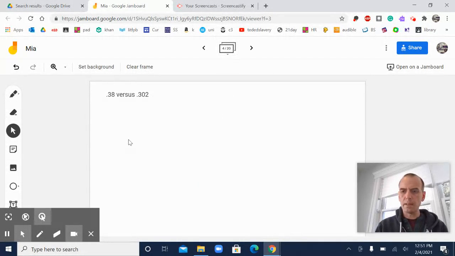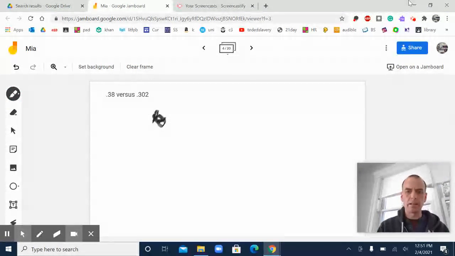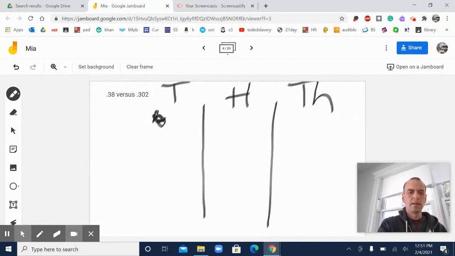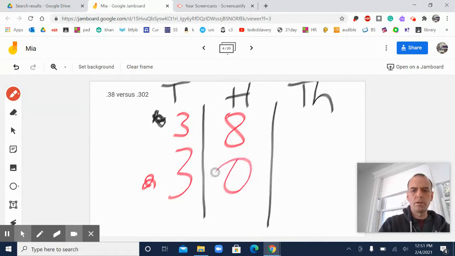Okay, so here we have 0.38 or 38 hundredths versus 0.302 or 302 thousandths. So I want you to make your decimal, and then you're going to make your makeshift place value chart. So you're going to have your tenths, your hundredths, and your thousandths. And then you just put them in. So you have 38 hundredths, and then you have 302 thousandths.